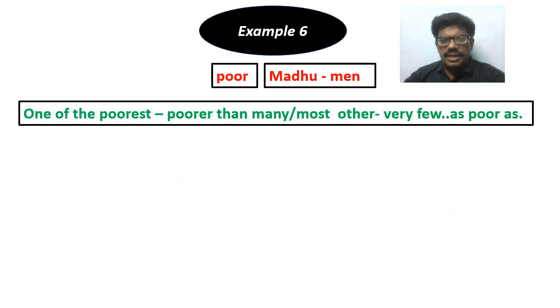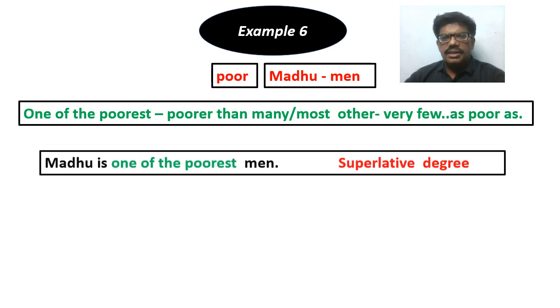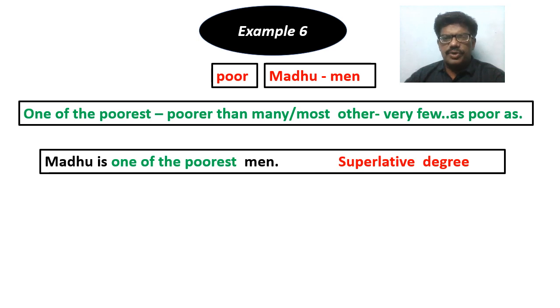Here you can find the example number 6. Here the adjective poor is used to compare more than two units, Madhu and other men. Now we make use of the expressions one of the poorest for the superlative degree, poorer than many other or most other for comparative degree, very few as poor as for positive degree. Now look at the structures of the type 2.